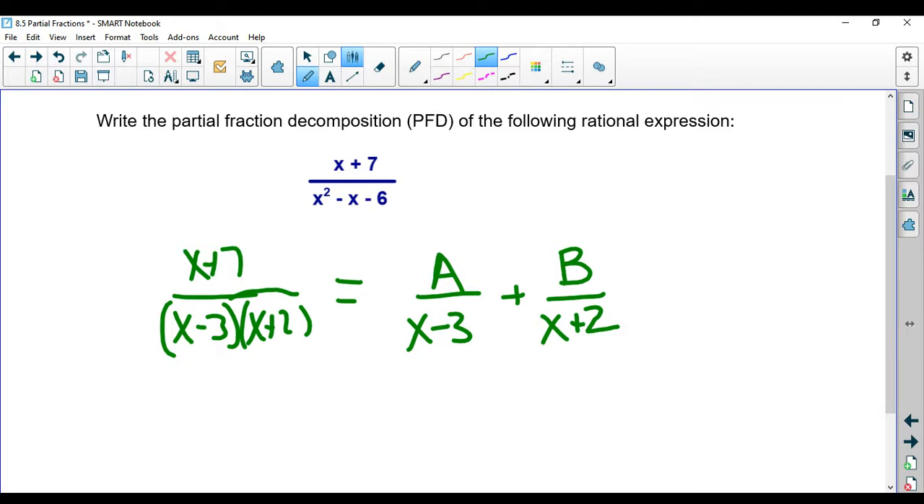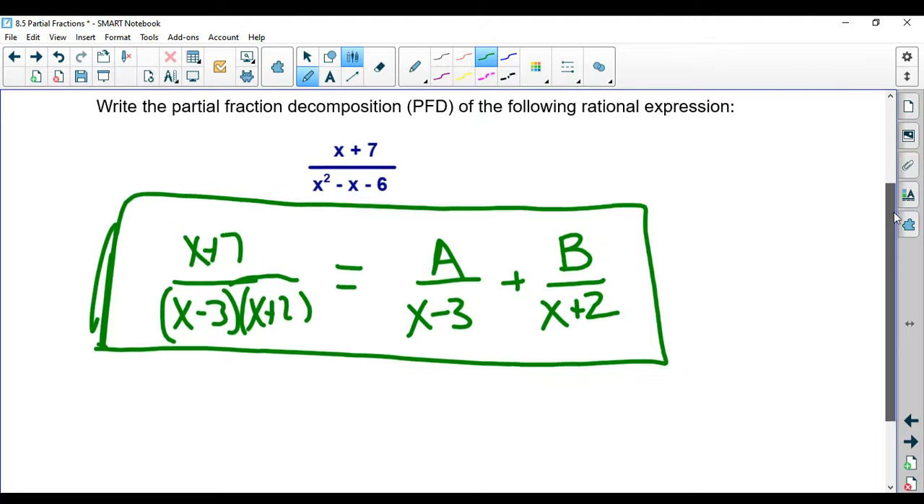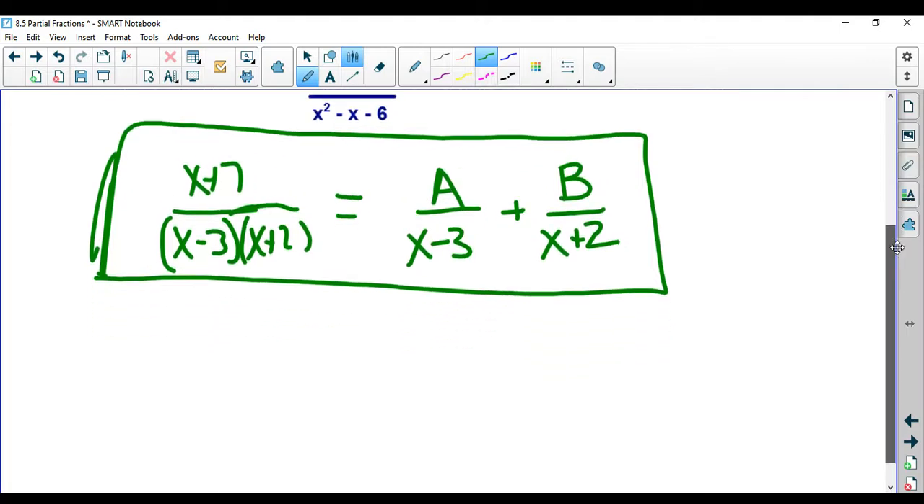So to do that, this whole equation, and equation is a bad word for it. It's an identity. These are exactly the same. It's not a conditional equivalence. Those are the same for any value of x. That's important. So to solve for A and B, we're going to multiply both sides by the common denominator, x minus 3 times x plus 2.